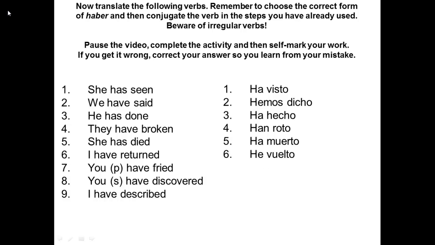Número siete, you, plural, have fried. Habéis frito. Número ocho, you, singular, have discovered. Has descubierto. Número nueve, I have described. He descrito. Now remember to correct any answers that you've made mistakes on so you can learn from your mistakes.